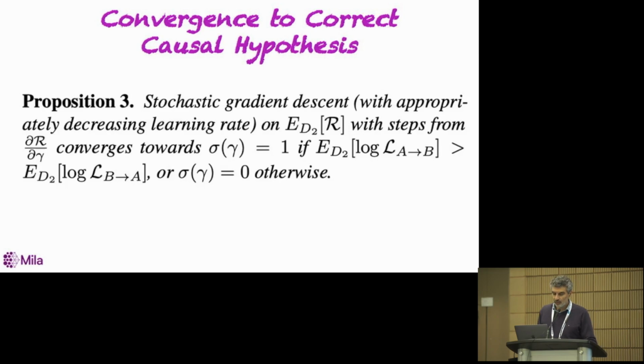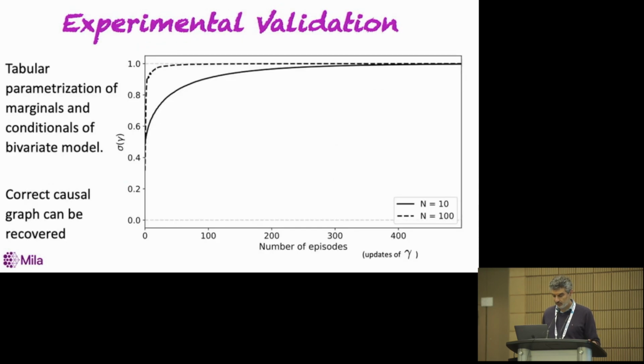There are a number of things we can say about this objective, but maybe the most important is that if we do stochastic gradient descent on that objective, which remember is a meta objective, meant to optimize the meta parameters like gamma here, and we converge with a properly decreasing learning rate, then the place where we land corresponds to the right answer, in the sense that we'll have full probability on the correct hypothesis. And we can verify this experimentally.